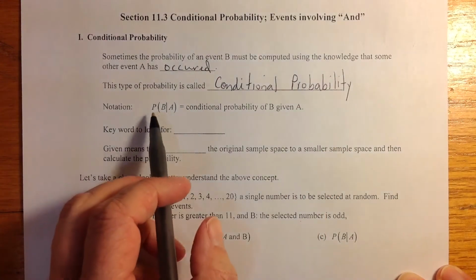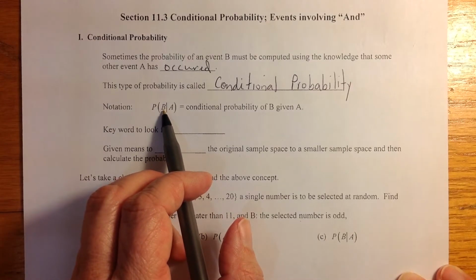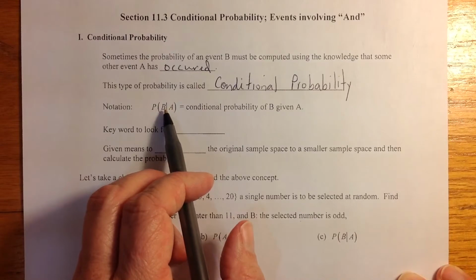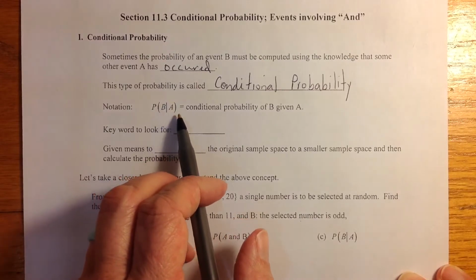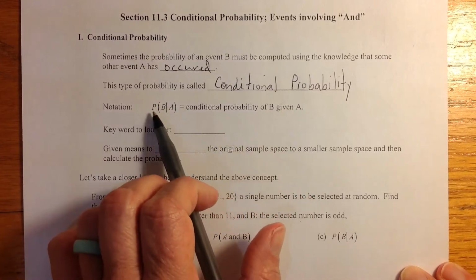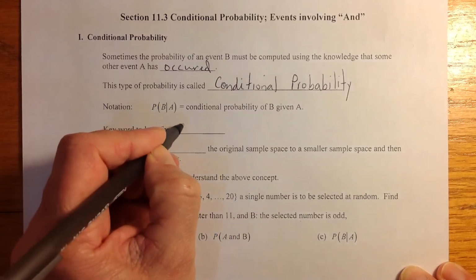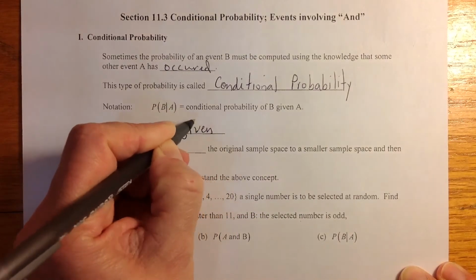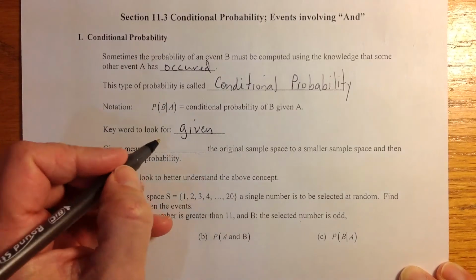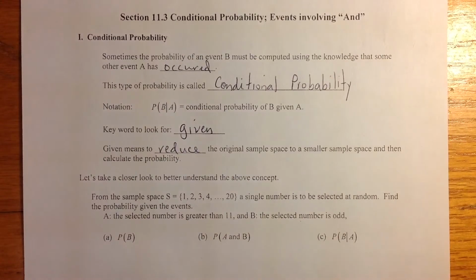And its notation is you'll see two letters, one denoting a particular event and the other a second event. And so you'll see a slash between them. This is conditional probability of B given A. That's how it reads. So the probability of B given A. So the key word to look for is given. Given means to reduce the sample space first to a smaller sample space and then calculate the probability.